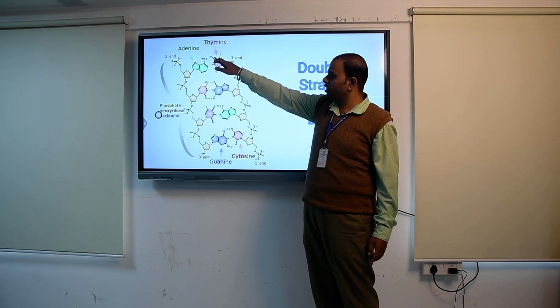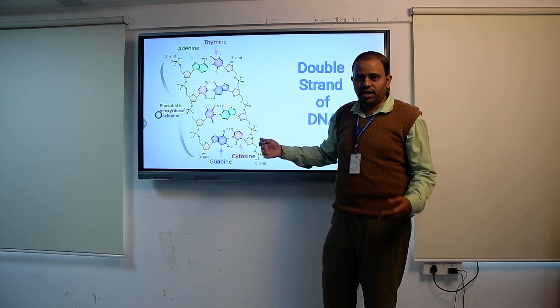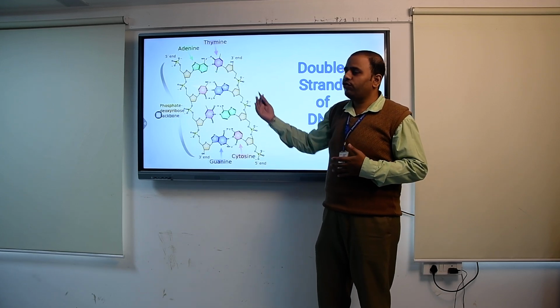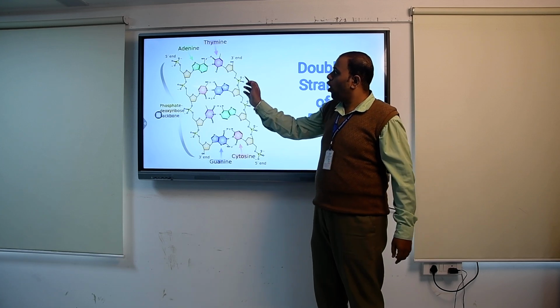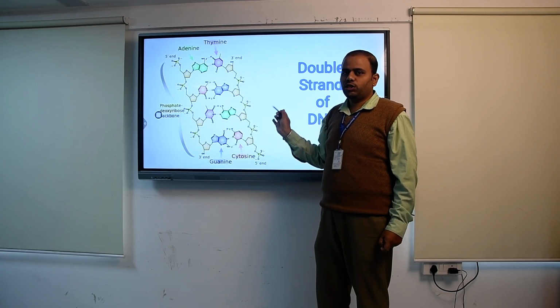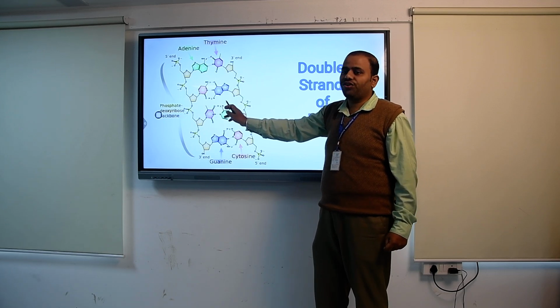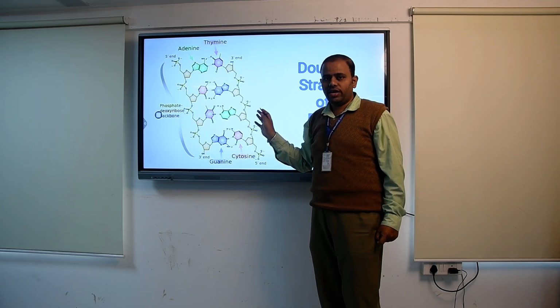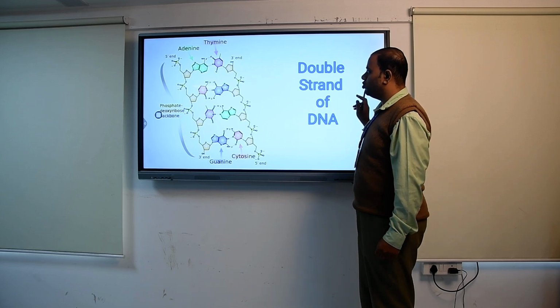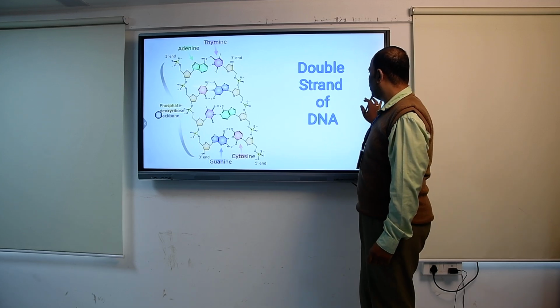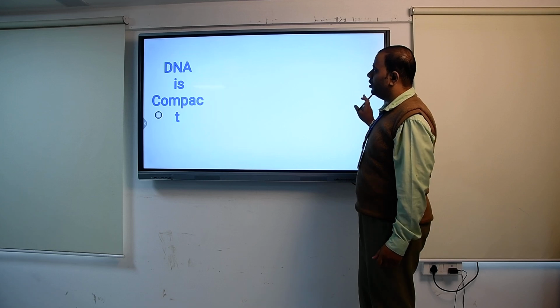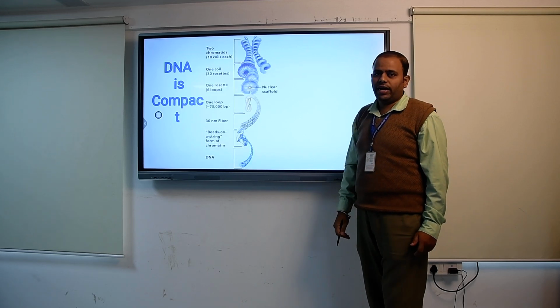Different nitrogenous bases are present at the center and they form hydrogen bonds with one another. Remember, A always pairs with T, and G always pairs with C. A forms a double bond with T and G forms a triple bond with C. So this is how the double-stranded DNA forms. Now let's see how the packing of DNA takes place.